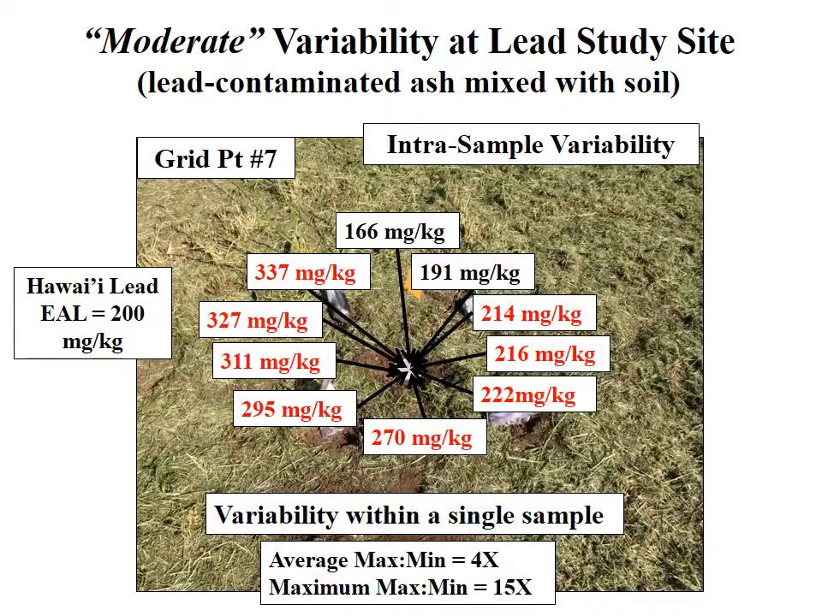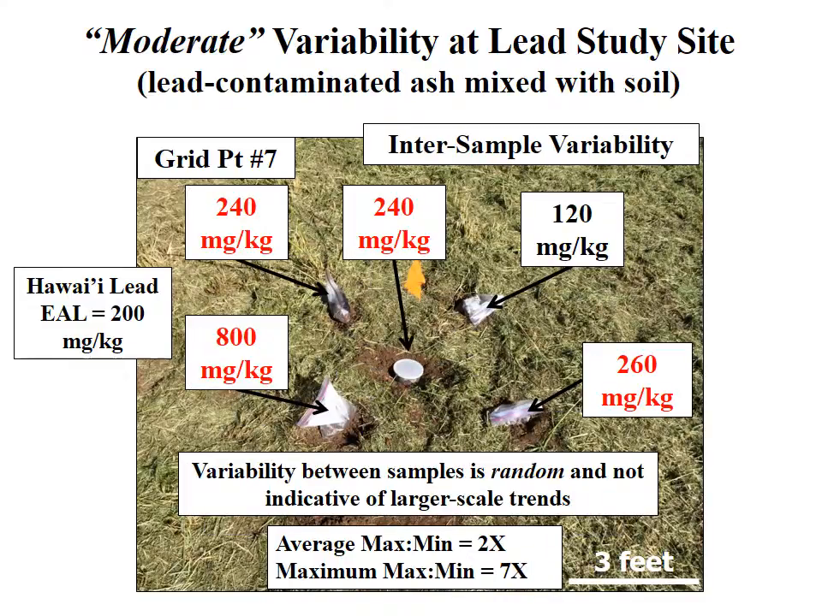On average, the maximum to minimum ratio of lead concentration is about 4-fold. The maximum ratio of the maximum to minimum concentration of lead reported for any given sample was 15-fold, or over an order of magnitude difference. At this site, just coincidentally, in essentially every grid point, we found concentrations of lead in the soil that were both below and above our action level of 200 milligrams per kilogram. So start thinking of the implications of that.